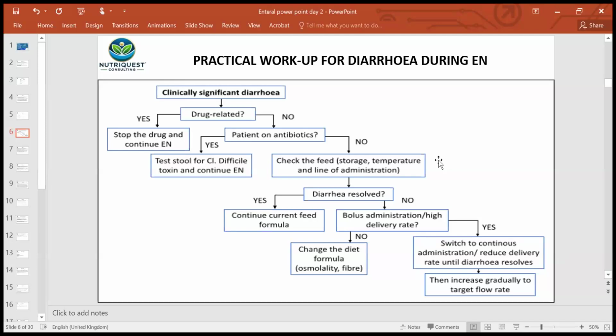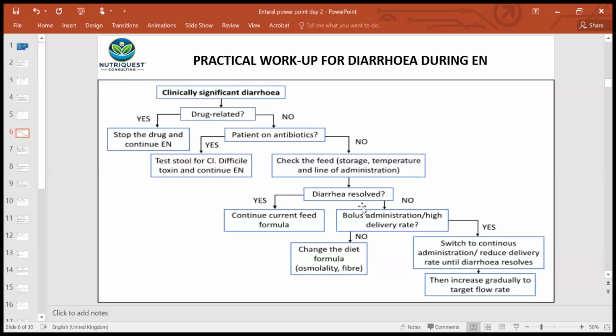In terms of temperature, for example, if the feeds have just come from the fridge and they're still cold, just know that the patient might experience diarrhea. So this is the information that you need to investigate. Check the feed, check the storage, and if it was well stored, check the temperature and line of administration. Could it be that the line of administration is contaminated? If it is a nasogastric tube, are there any signs of contamination?